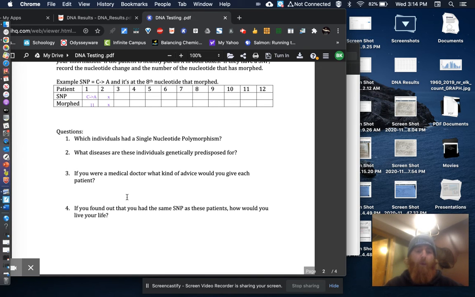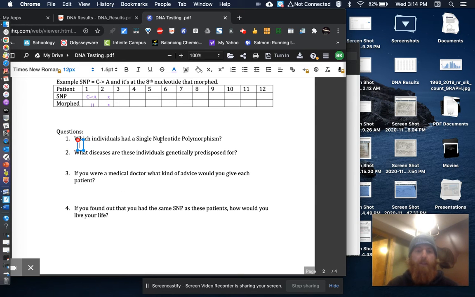So you'll have 4 questions to answer, but I really want to get into this genetic diseases for this first patient to show you what we're talking about. So for question 1, which individuals had a single nucleotide polymorphism? Patient 1 did. Patient 1. And you go through here and figure out what the other ones are, because there's more.